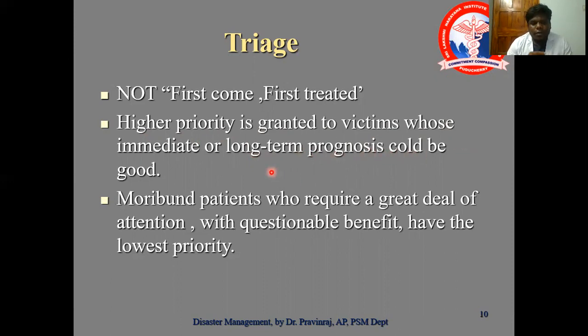So we have to assess the patient, and if we feel this patient has to be treated, why? Because if we treat the severe patients now, their prognosis will be good in future. So those are the patients that we have to treat first. Then moribund patients have the lowest priority. We are not going to treat moribund patients first because they will be in their almost end stage, near death. So instead of wasting time on these people, if we focus on this criteria, we will be able to save more people.